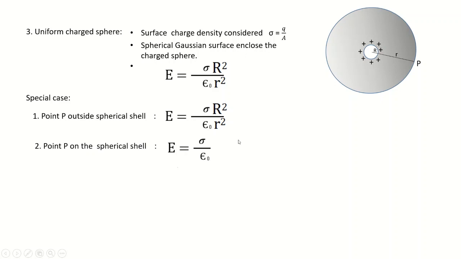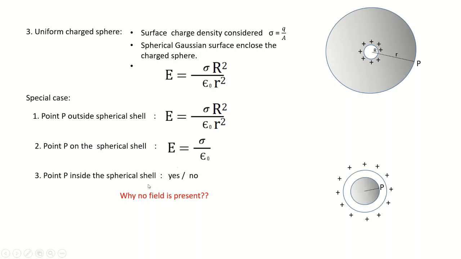Sigma by epsilon naught. Now, if point P lies inside the spherical shell, will any electric field be present? Yes or no? Just answer. The answer will be no. But why will no field be present? Let's see.